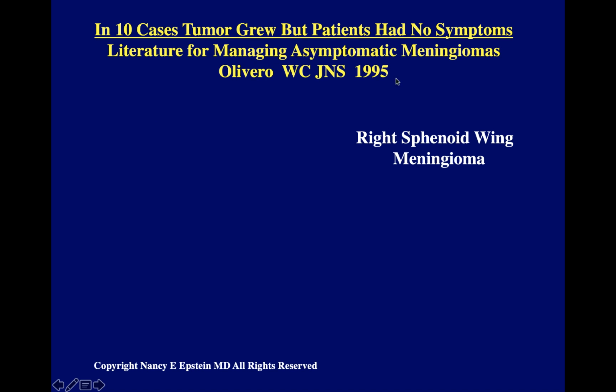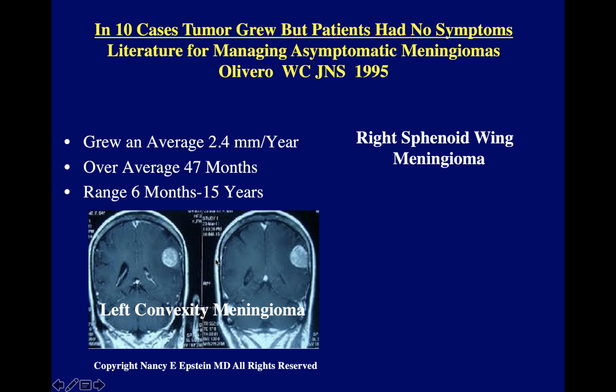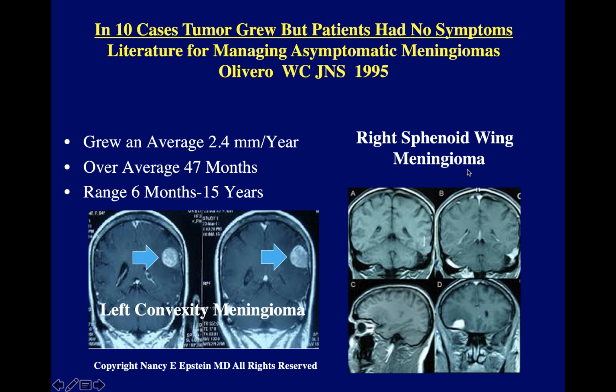In 10 cases, tumor grew, but patients had no symptoms. It grew an average of 2.4 millimeters a year over an average of 47 months. The range was between 6 months and 15 years. And here's an example of such a left convexity meningioma, again without edema or shift, or in this example, a right sphenoid wing meningioma.